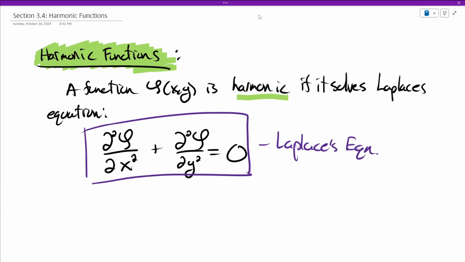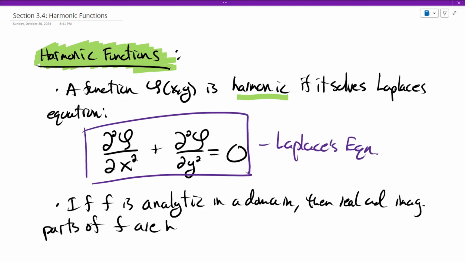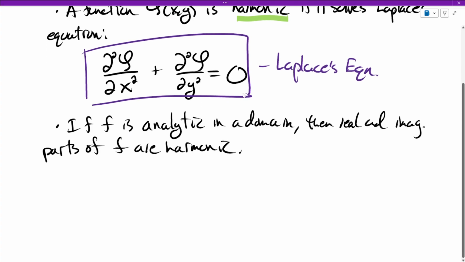Fantastic. So how they enter the picture is that harmonic functions are special. Laplace's equations are special, and it turns out that if f is analytic in a domain, then the real and imaginary parts of f are harmonic. And why is that? Well, let's just check real quick.